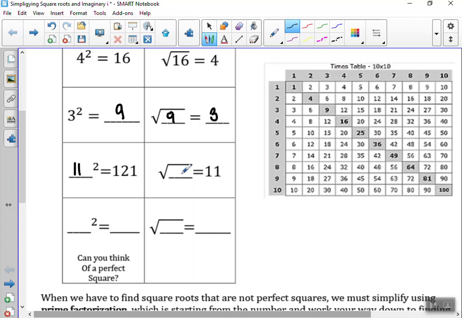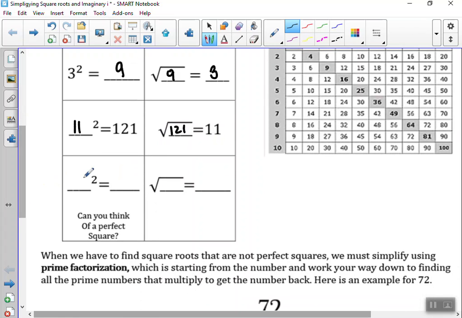What square root is 11? So what can I take the square root of to get 11? 121. Okay. Can you think of a perfect square? 49. 49 is a perfect square. And what's 7 squared? Which means that I can do the square root of 49, and what should I get? 7 back. Okay, so just kind of think of it in that sense.